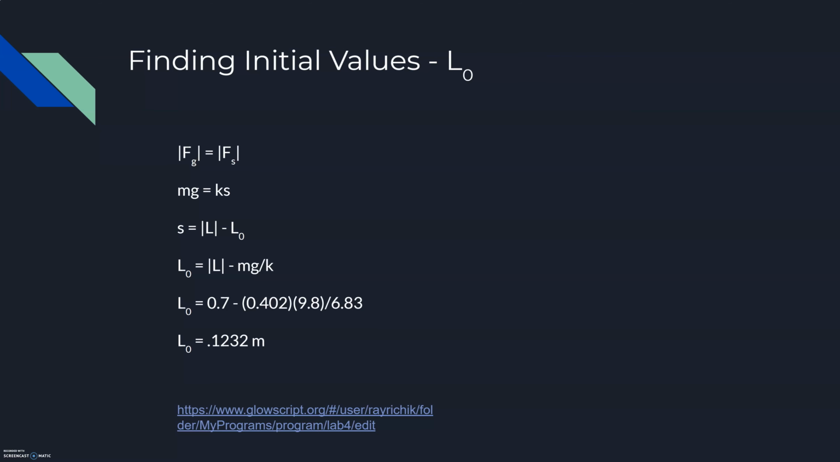To start this lab, I found some initial values. The first was L naught. To find this, I set F_g equal to F_s, which sets mg equal to ks, and s is the magnitude of L minus L naught. Then using these equations and manipulating them, I found the relaxed length to be 0.1232 meters.